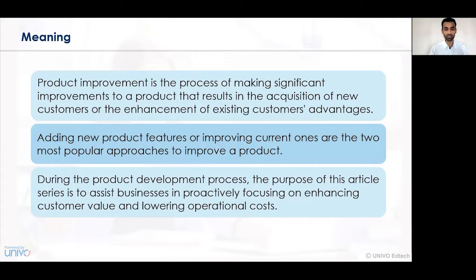During the product development process, the purpose of this activity is to assist how the business can proactively contribute in providing a better, efficient and qualitative product to the consumers, where the value of the business and the value of the customers is also created, and simultaneously the operational cost of the organization is reduced or minimized.